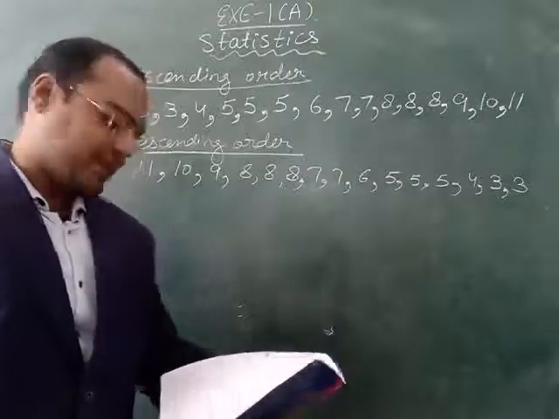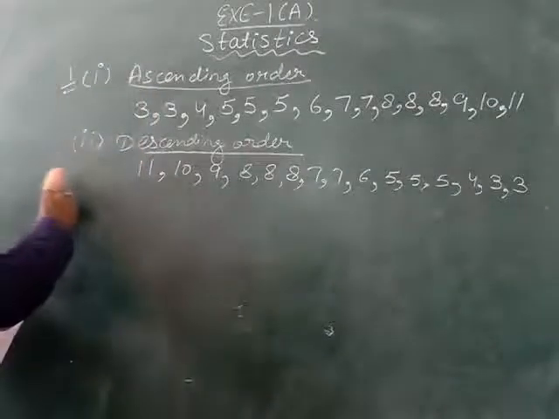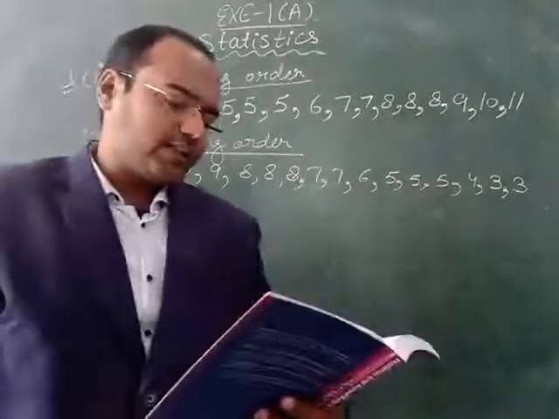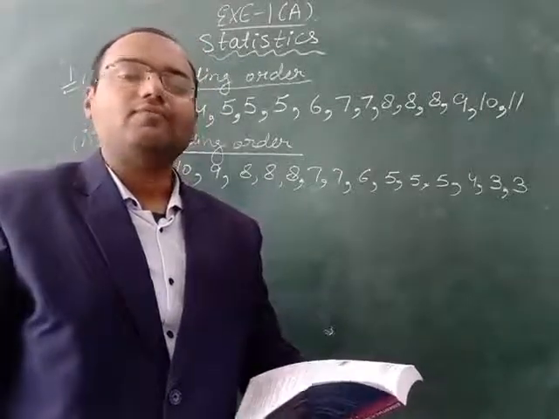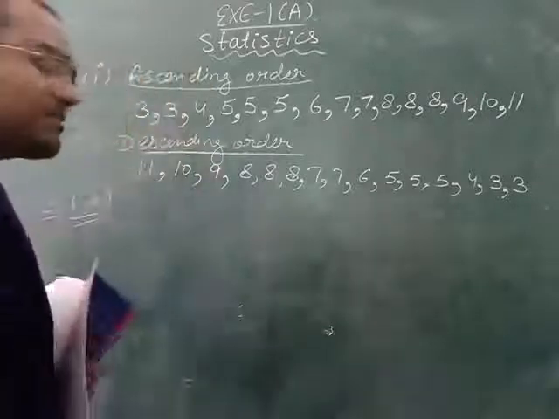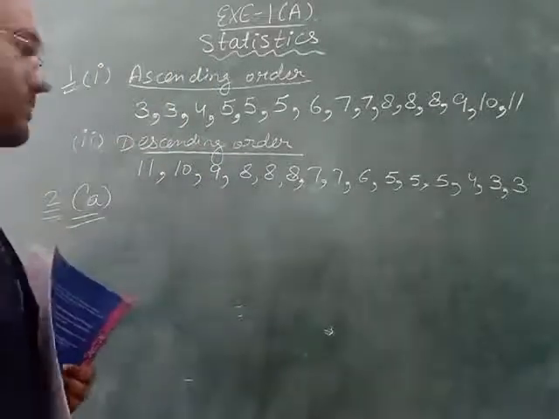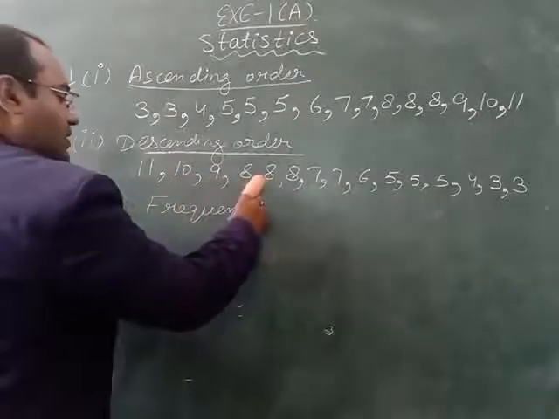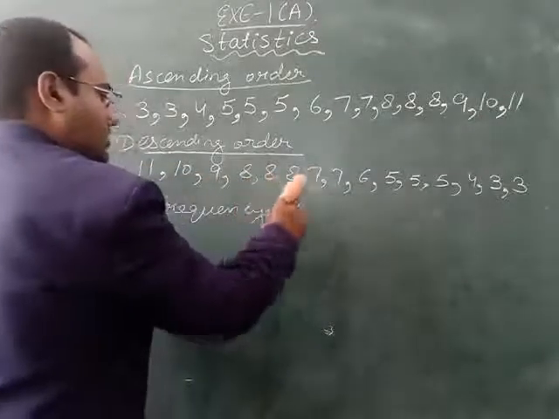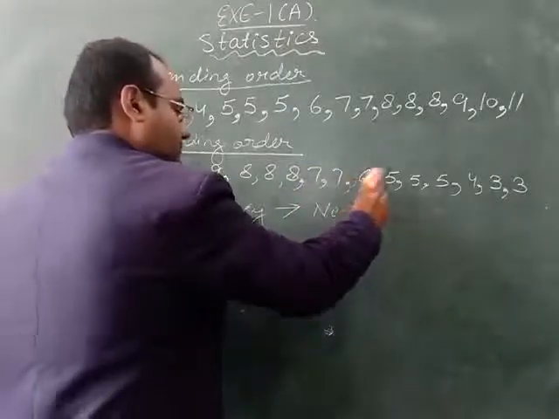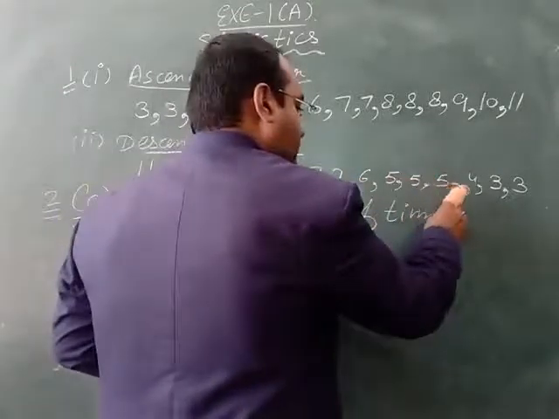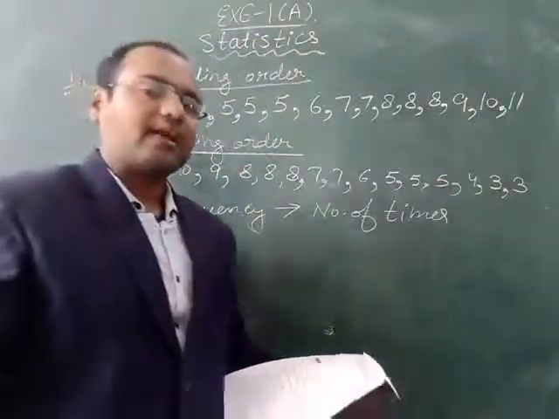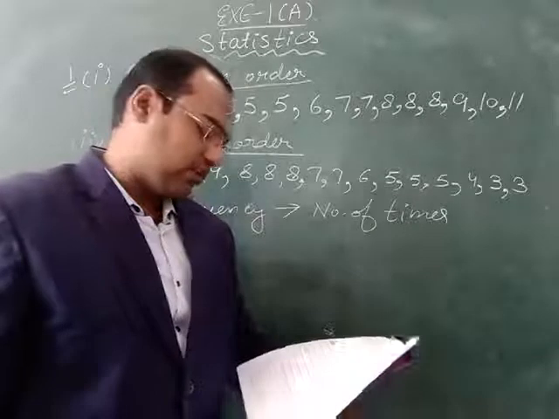Now question number second, part A. Find the frequency of 5. We have to write the frequency of 5. So what is the meaning of frequency? First of all I will tell you the meaning of frequency. Frequency means number of times. Frequency denotes number of times. Number of times means how many times this 5 is coming here, we have to check. That value will be the frequency of 5.